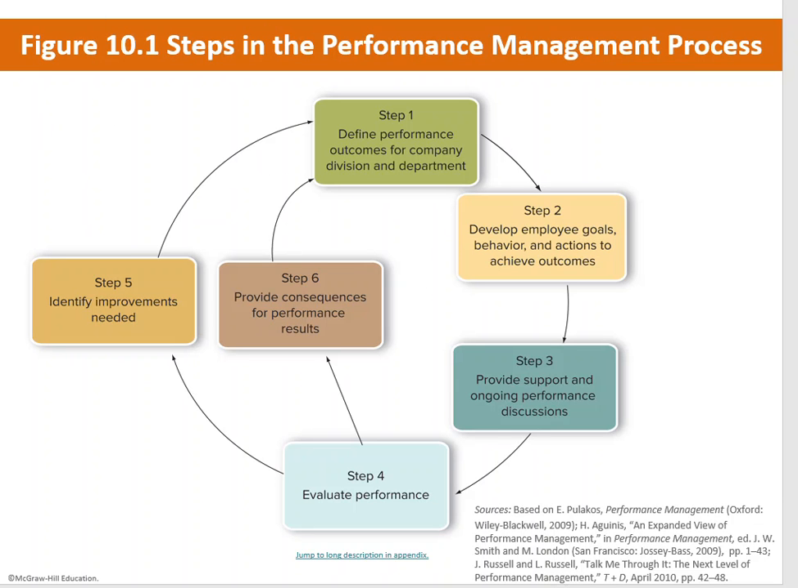So here are the steps in the performance management system. Step number 1, define the performance outcomes. Step number 2, we want to develop employee goals, like how many widgets we expect them to make in a certain time. Then step 3, we provide support and ongoing performance discussions. Step number 4, we evaluate the performance. Step number 5, we identify improvements that are needed. And 6, we provide consequences for the performance results.